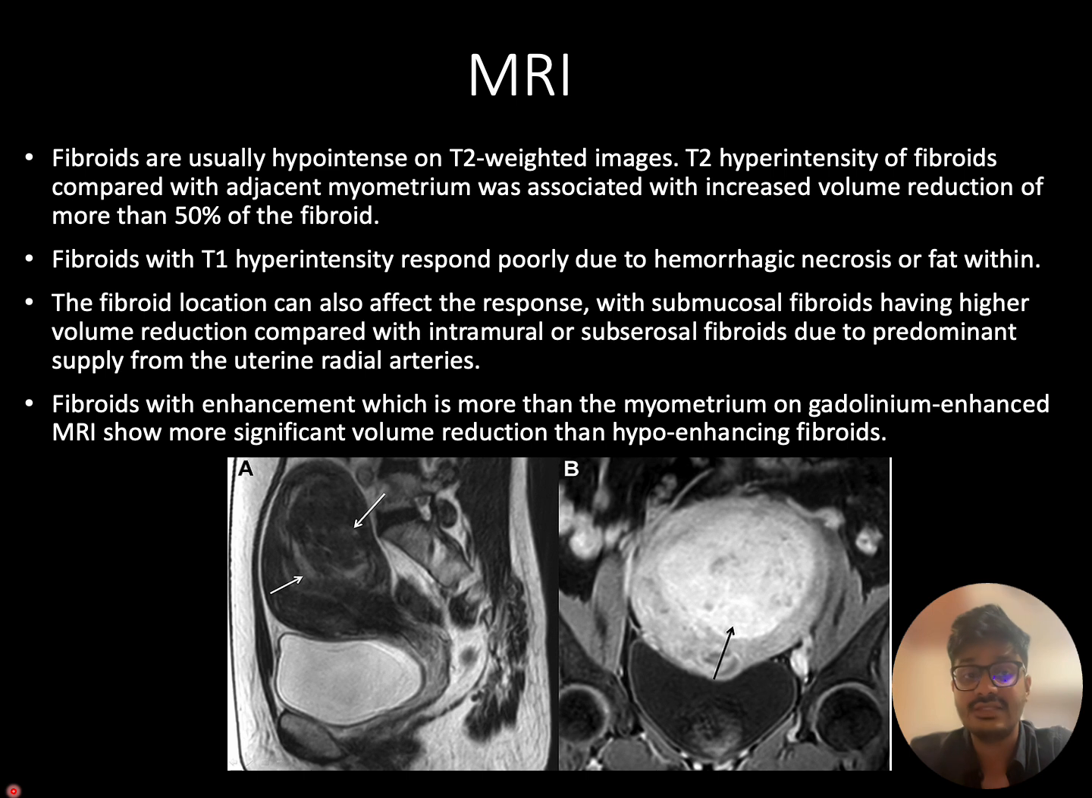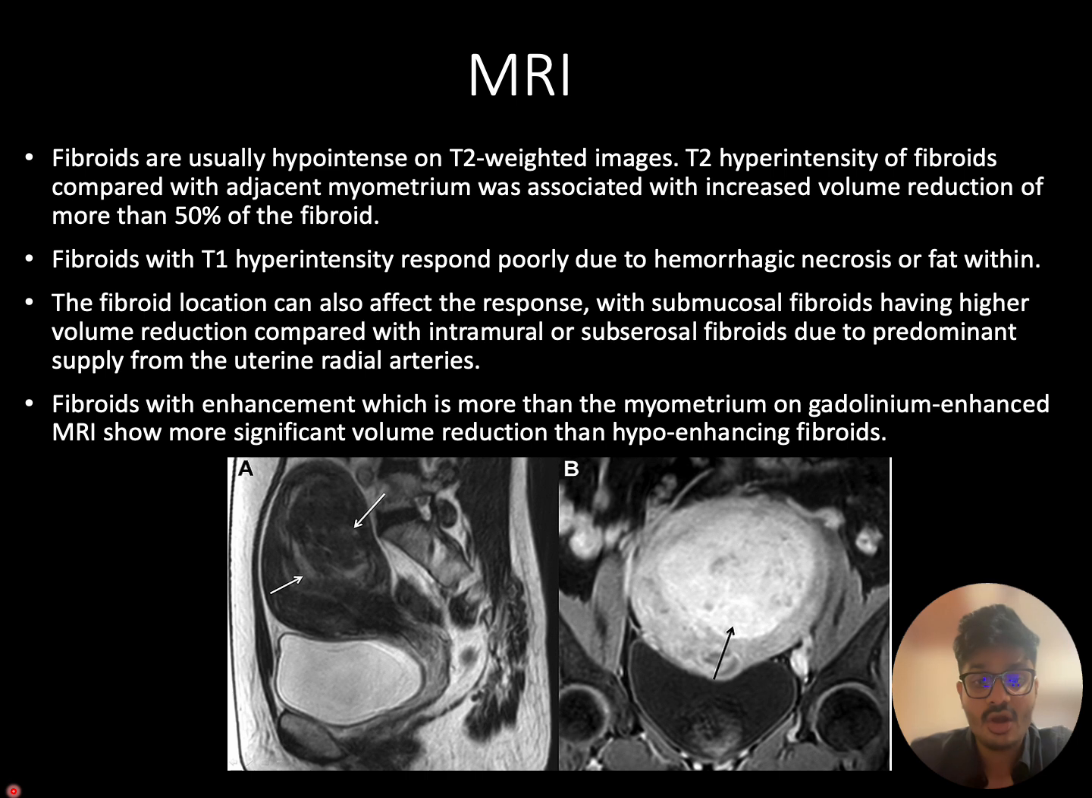And then there are fibroids that have a T1 hyperintensity, where the content will be hemorrhagic necrosis, or fat within the fibroid. They have a less response, not a great response. Location is also pretty important, because the best response we will get is with the submucosal fibroids, then the intramural, and the least reduction in size will be with the subserosal fibroids.